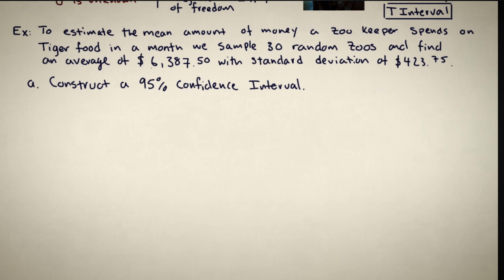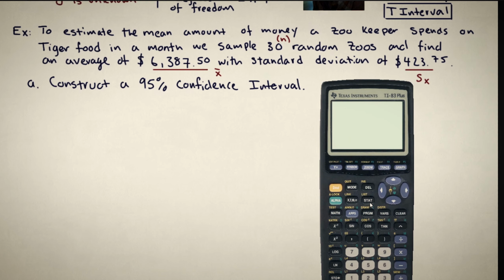So the first one is this $6,387.50. It is an average, and this comes from a sample. So that means that this number is the sample average. We use X bar to represent the sample average. 30 is the number of zookeepers that we sampled. Oh, actually, 30 is the number of zoos that we sampled. So that makes this N. And then they give us the standard deviation of the sample. That makes this S sub X.